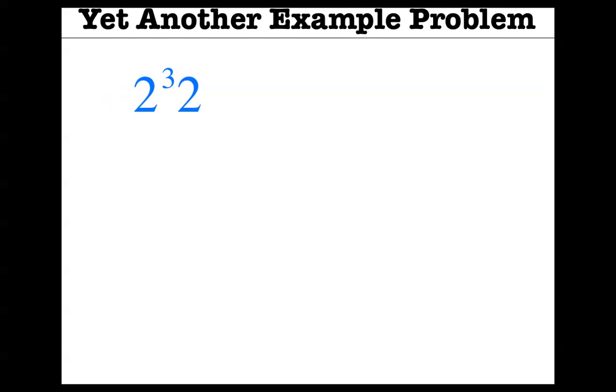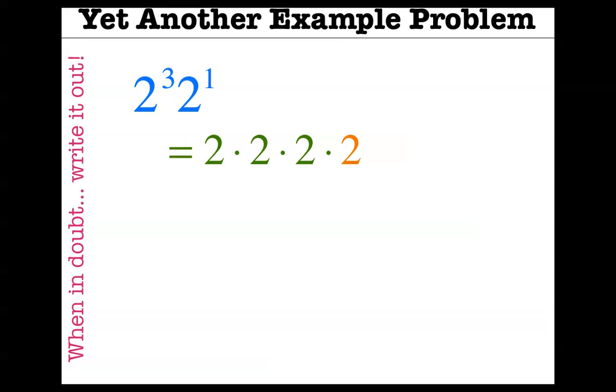One more. What if you have 2 cubed times 2? I want to tell you the very first thing you should do on this is if a number doesn't have an exponent, write the exponent in. We know that 2 is 2 to the 1st. So in this case, you should hopefully see that you've got 2 cubed, which is 2 times 2 times 2, times another 2. So when in doubt, write it out. That's 2 times 2 times 2 times 2, which is 2 to the 4th power.